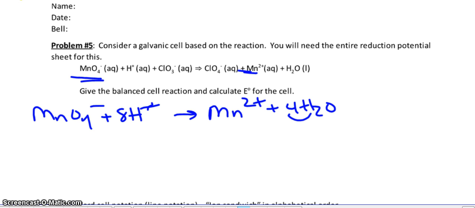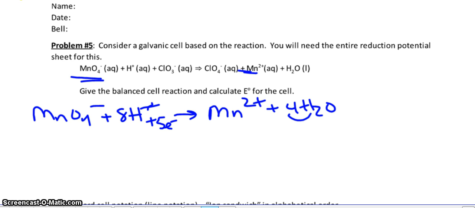So now my manganese ions, my oxygens, and my hydrogens are balanced, but my charges are not. And this is what determines where the electrons go. I have an overall charge here of +7 and an overall charge here of +2. So I need to put some negatives in on the reactant side. Looks like I need 5 electrons, so I'm going to put 5 electrons right here. Let me erase this. So that's the first one.